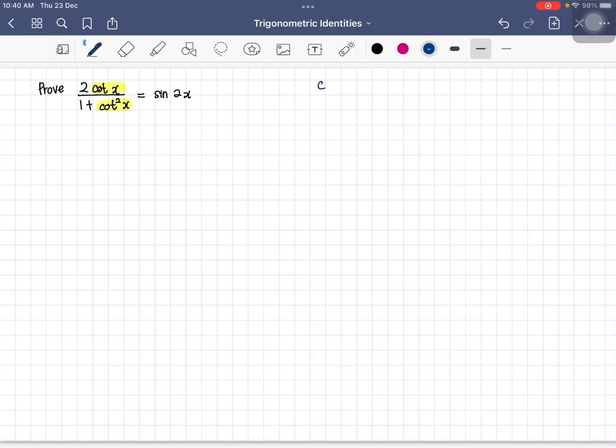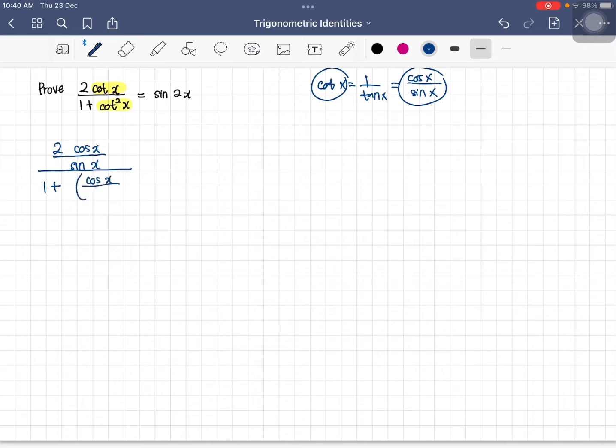So we know that cotangent of x is actually 1 over tangent of x, and tangent of x is given by cos of x over sine of x. So we'll just transform cotangent of x into cos x over sine of x. Therefore, we start with 2 cotangent of x, which becomes cos x over sine x. That is the numerator. Now I'm going to change the denominator into 1 plus cotangent square of x. That means we will have cos of x over sine of x, and we have to square it. So we have something like this, and then we have to simplify this.